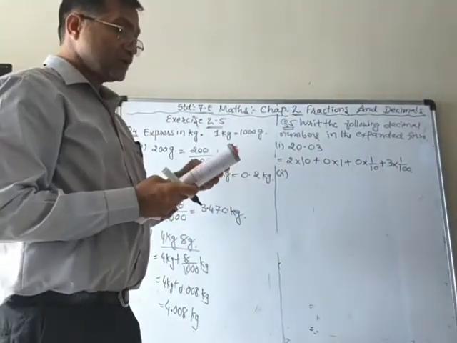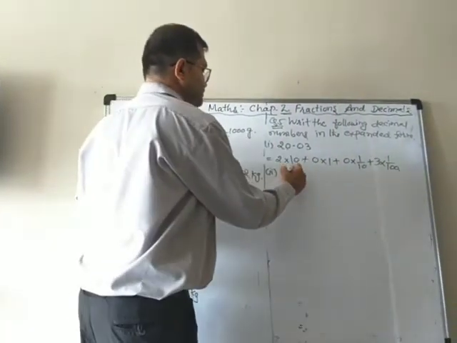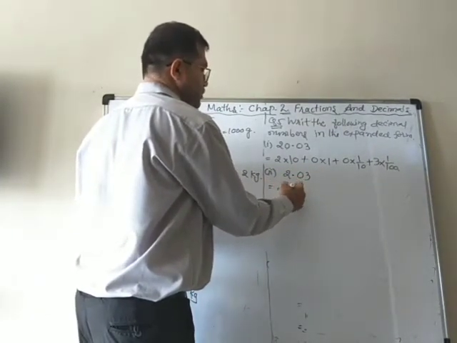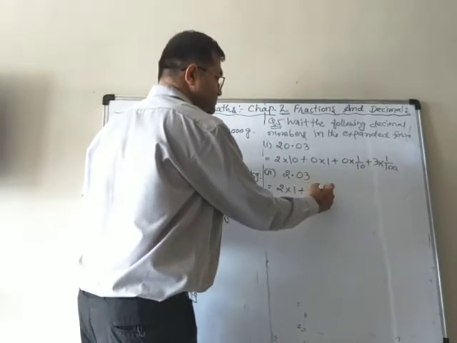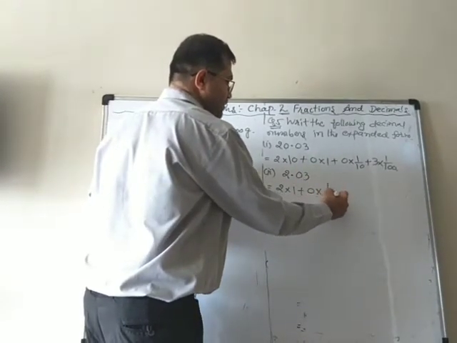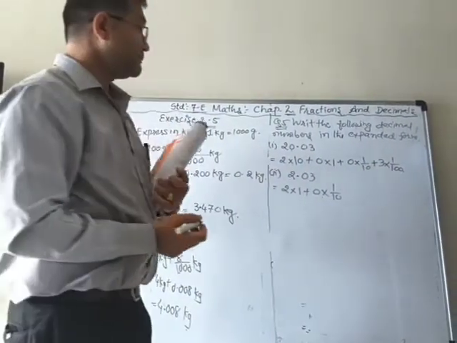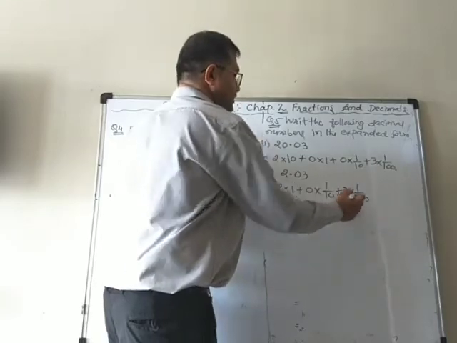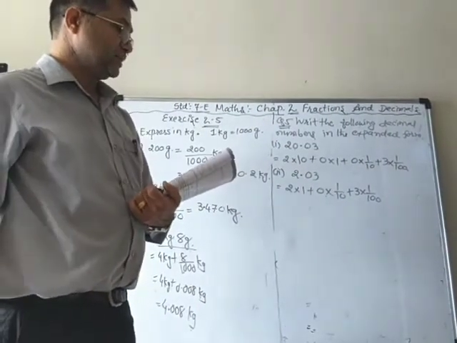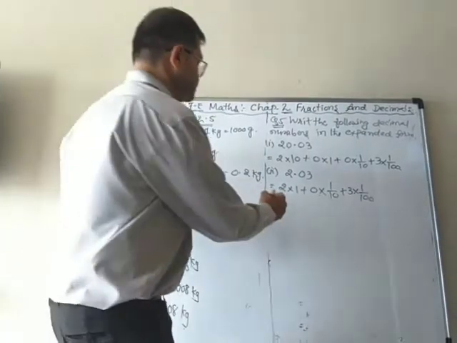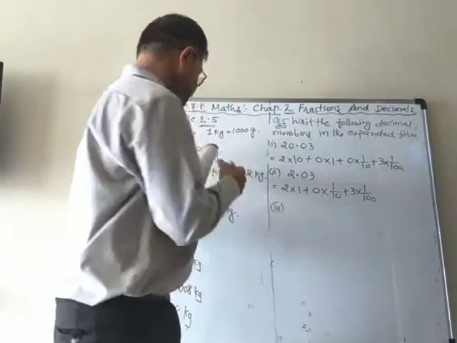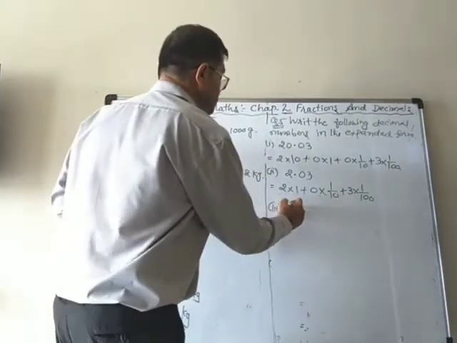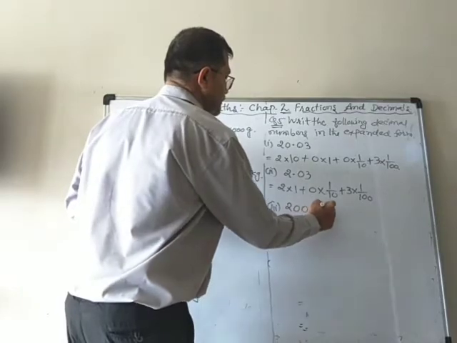Second says 2.03. So here 2 is in the unit place. So 2 multiplied by 1 plus 0 multiplied by 1 upon 10 plus 3 multiplied by 1 upon 100. Then the third one says 200.03.